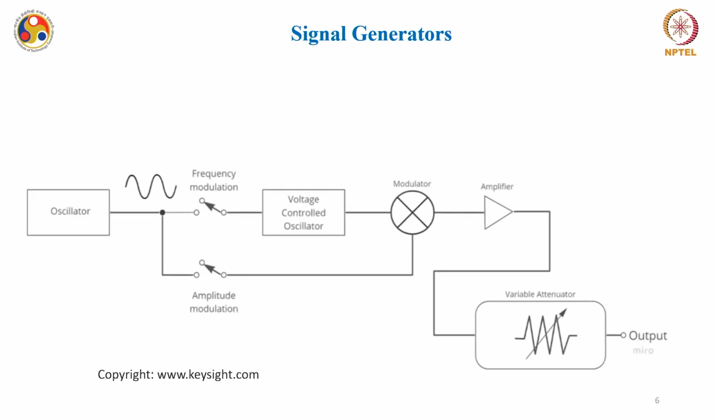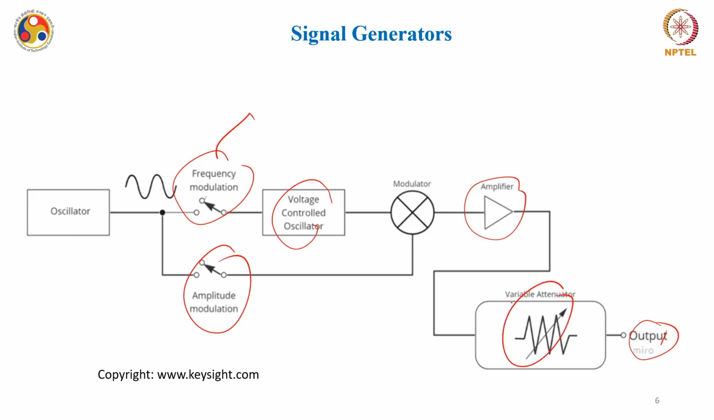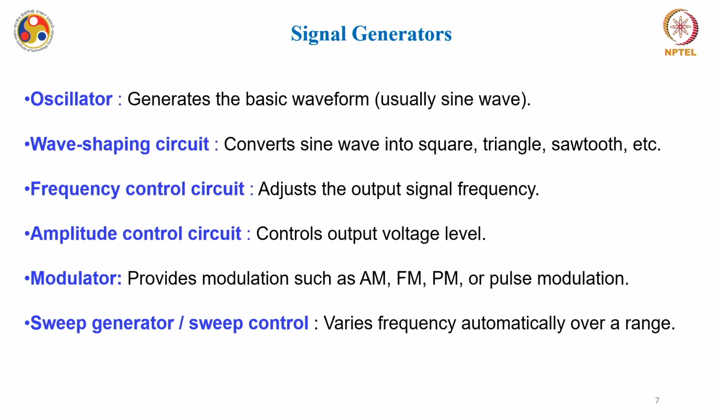This is a typical signal generator. It can be even more complex, but this is a very simple one. You can see the various components of the generator, and here is your output. You have an oscillator, connected through different modulators. Then you have a voltage controlled oscillator which is fed to a modulator. And then you have amplifiers, attenuators and so on. But this is not a complete signal generator. It can sometimes be even more complex for complex waveforms.